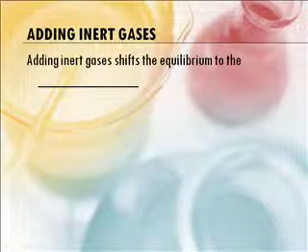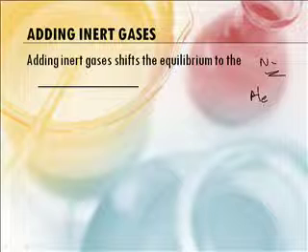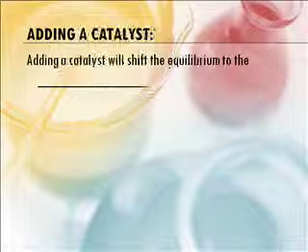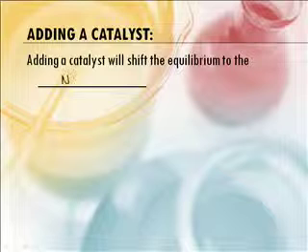All right. What about adding an inert gas? Sometimes they'll say, what happens if you add nitrogen gas or helium gas or some inert gas? The answer is there will be no shift. But it's kind of a trick question that is often put in the exams. Or if you add a catalyst, will it shift the equilibrium? Not at all. No change.